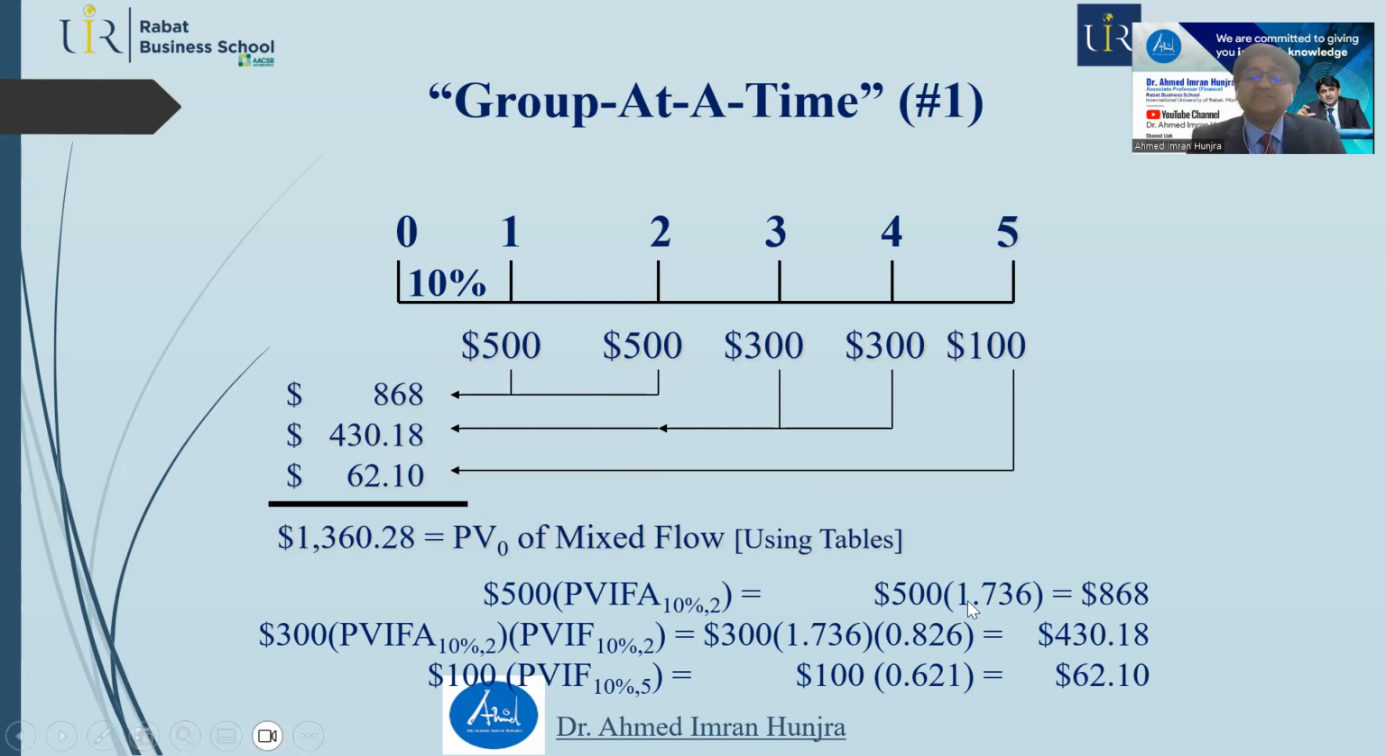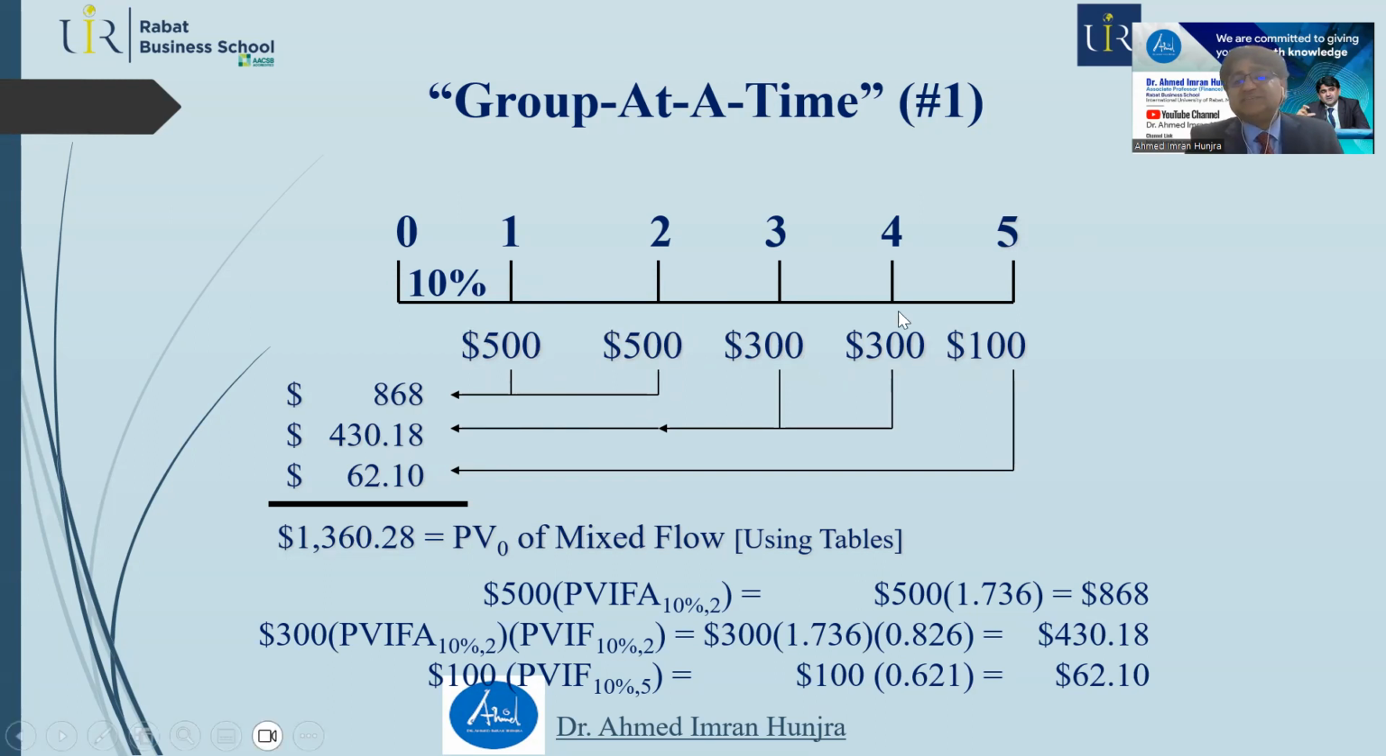500, 10%, 2 years. The present value interest factor of annuity at 10% for 2 years is 1.736. So it gives us the answer 868. This is the first group, 500 in the first year and 500 in the second year. It becomes a group, and if it's a group, then we can go for the annuity. This is the case of present value of annuity, so we can solve through annuity.